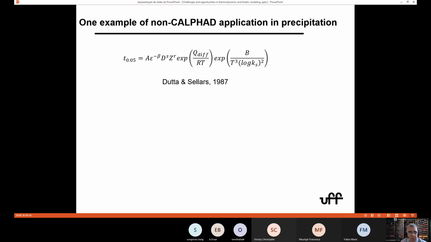Now, if you look at how this has been handled, there's a great work that everybody uses, which is Dutta and Sellars back in '87, in which they took the classical nucleation and growth theory.